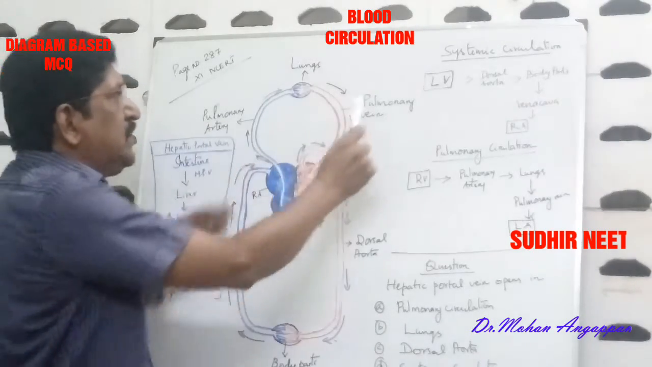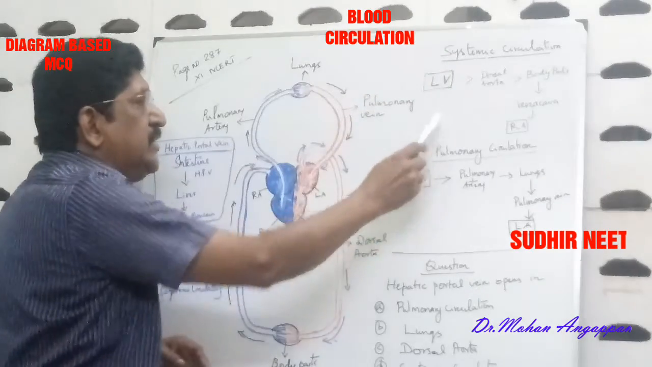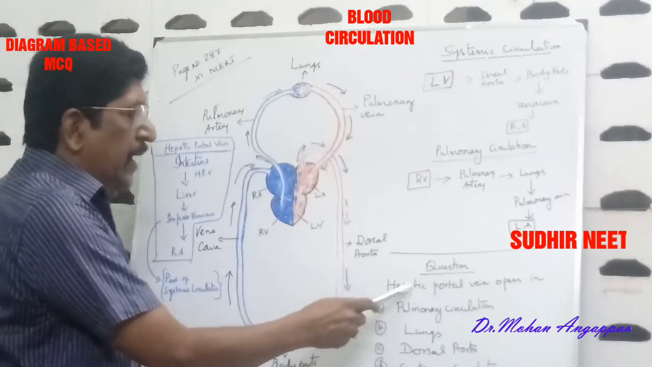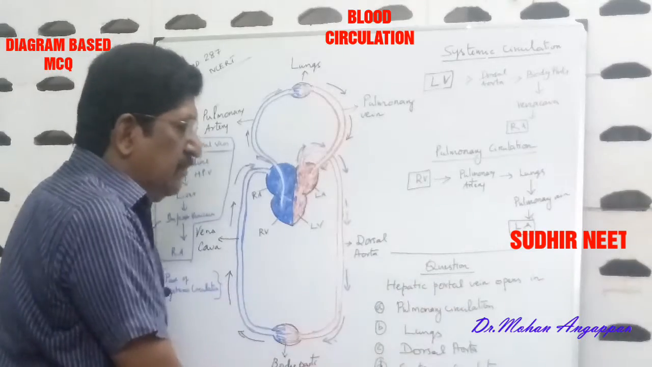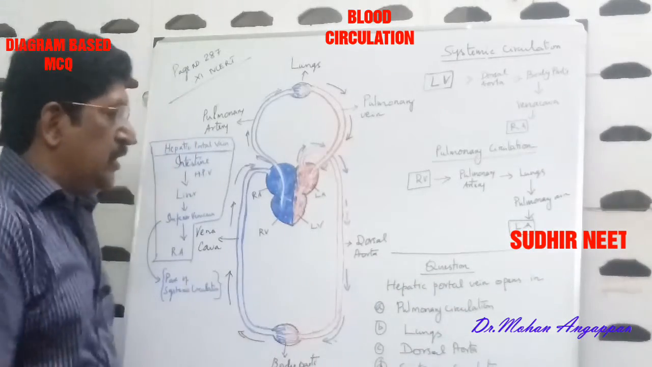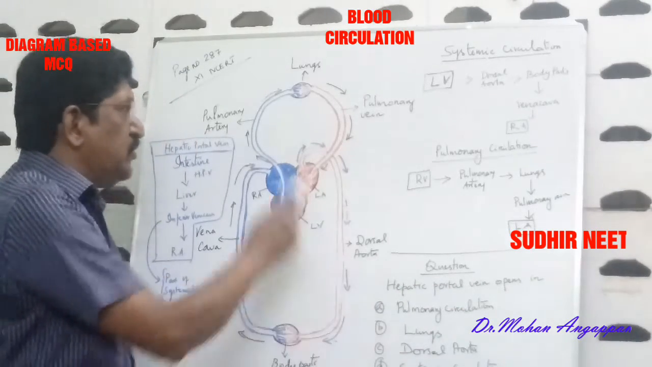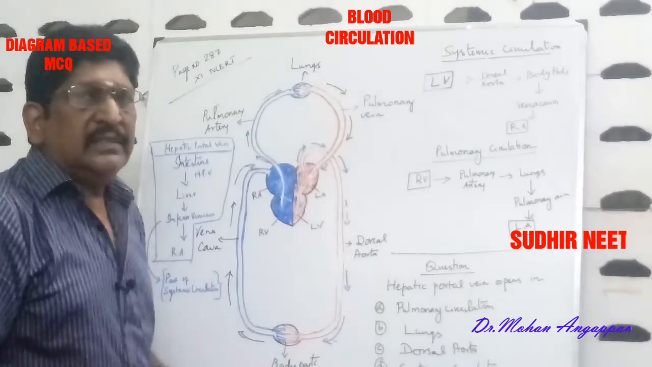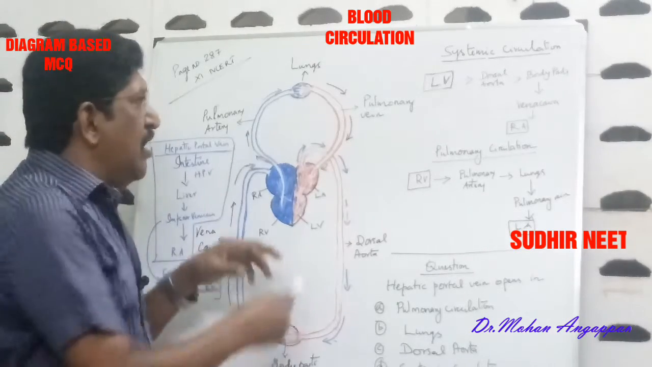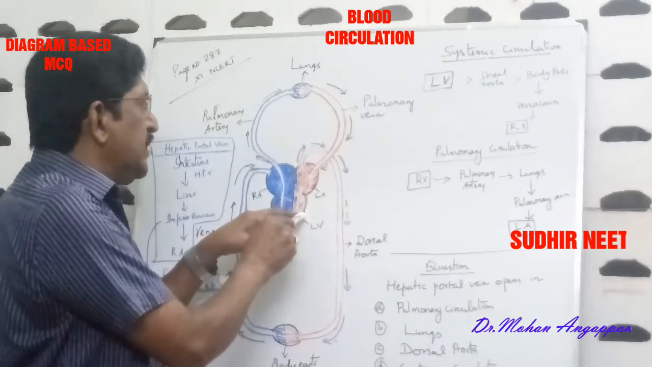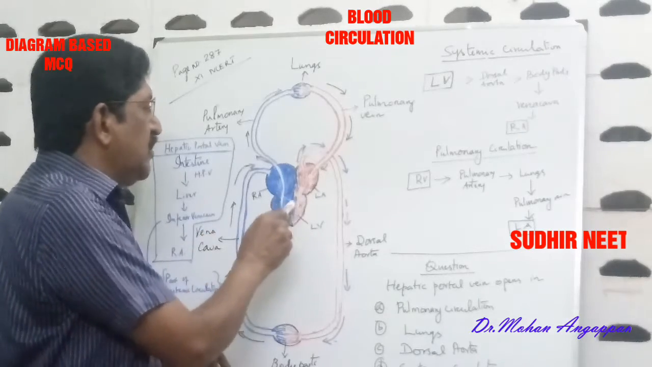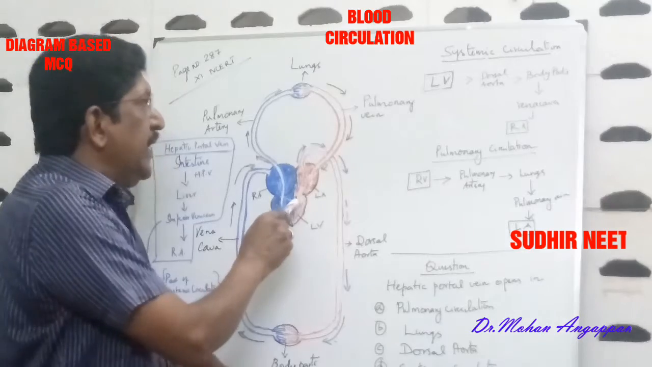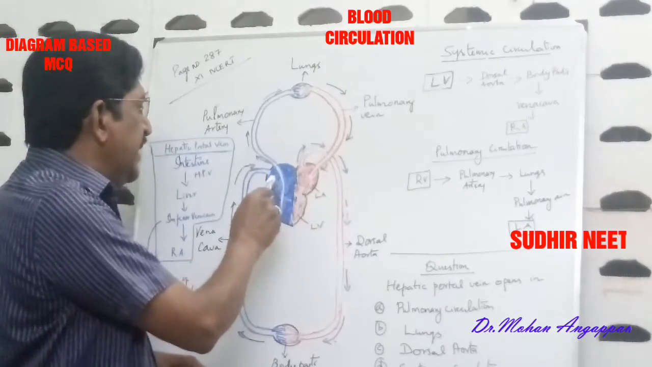Right. Now what is systemic circulation and what is pulmonary circulation? Because the question, hepatic portal vein opens in systemic circulation, pulmonary circulation, dorsal aorta, lungs you can see here. What is systemic circulation? The systemic circulation starts from left ventricle. You can see the systemic circulation starts from this left ventricle and then ends in the right atrium.